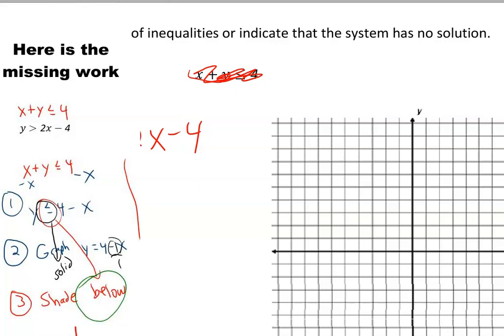This time I'm not going to write out the details. It's a linear equation. The y-intercept is 4, so I'm going to start at 4. 1, 2, 3, 4. We're going to start right here. And the slope is negative 1, right? There's an invisible 1 here, and it's negative. You want to think of it as negative 1 over 1, so you're going to go down 1 to the right 1. Solid line or dashed line? It's equals to, so we're going to graph this as a solid line.